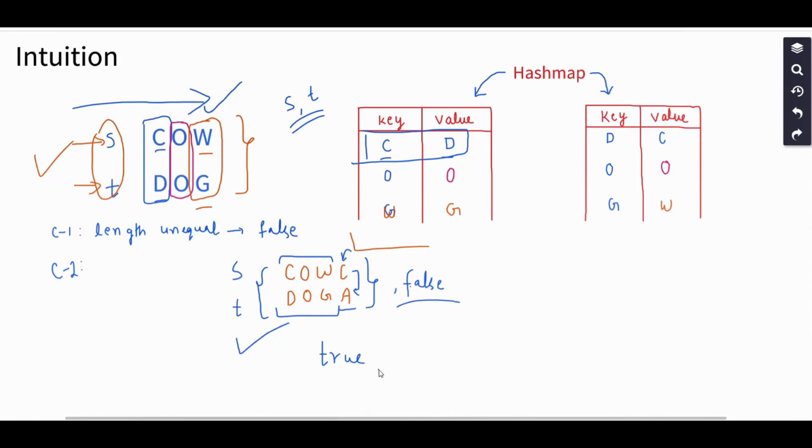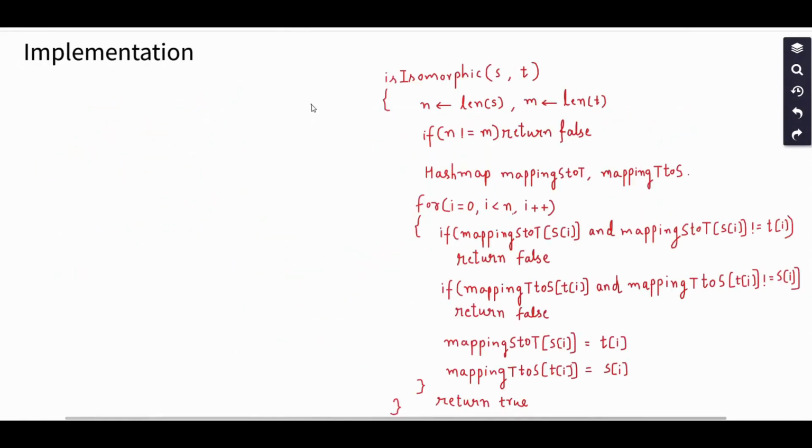Clean. Let's see the implementation for this. So this is our isIsomorphic boolean function, which checks if the strings S and T are isomorphic or not. So here we compute the lengths of these strings. So this is the case number 1 where we check if the lengths are not equal. That means there's no way they can be isomorphic, so we return false right from here. Then we declare 2 hash maps. The first hash map maps the characters of string S to the characters of string T, while this map maps the characters of string T to the characters of string S.